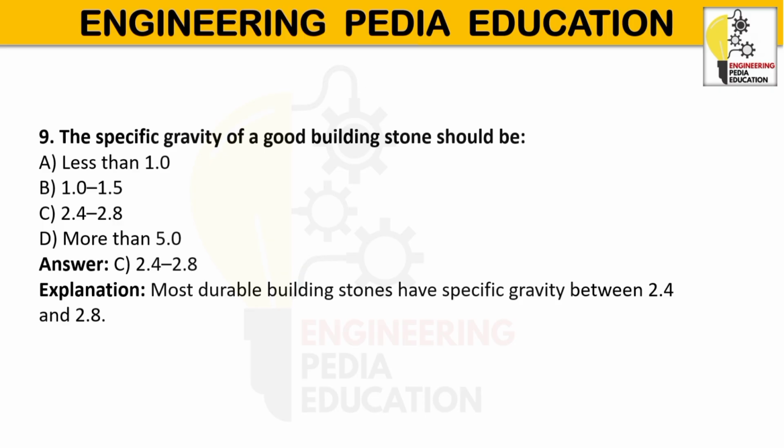For granite, it's 2.6 to 2.8, and for basalt, it's 2.7 to 3. Specific gravity indicates the density and strength of a stone. Higher specific gravity means a stronger and more durable stone. Higher, more durable; lower, less durable.